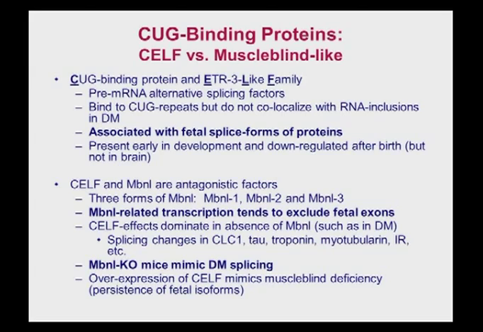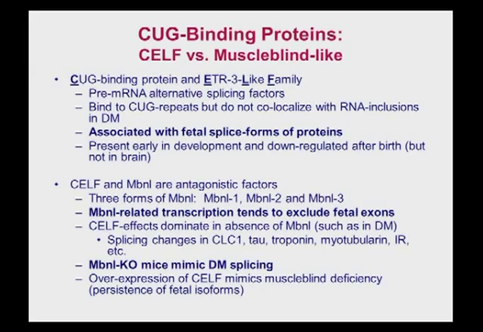And over time, we've discovered that there's a number of important genes that are affected by this, and one of them is a chloride channel, CLC1, and this apparently accounts for the myotonia. So if there's a mutation in this, or an abnormality of splicing in this gene, you get myotonia. Tau protein, which is the microtubule-associated protein that's very abundant in brain and very important in certain neurodegenerative diseases like Alzheimer's disease, also has alternative splicing. Troponin in cardiac muscle, myotubularin, insulin receptors, which may account for some of the insulin resistance in these patients.